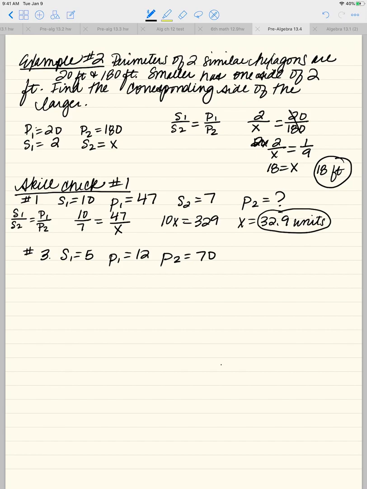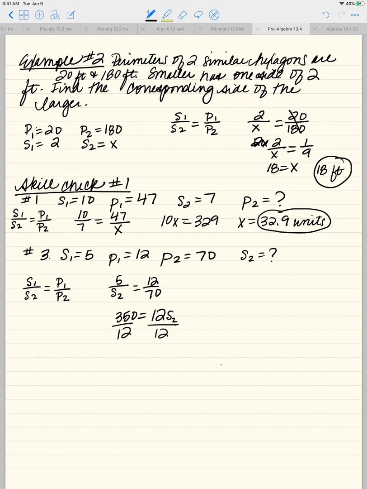Number 3, side 1 is 5, perimeter 1 is 12, perimeter 2 is 70. So what are we missing? We're missing side 2. We don't know what side 2 is. So side 1 over side 2 is equal to perimeter 1 over perimeter 2. So 5 over side 2, or x, you can use whatever you want, over perimeter 1, 12 over 70. Use cross multiplication. 350 is equal to 12 times S2, or if you just want to plug in x, whatever you want to plug in is fine.